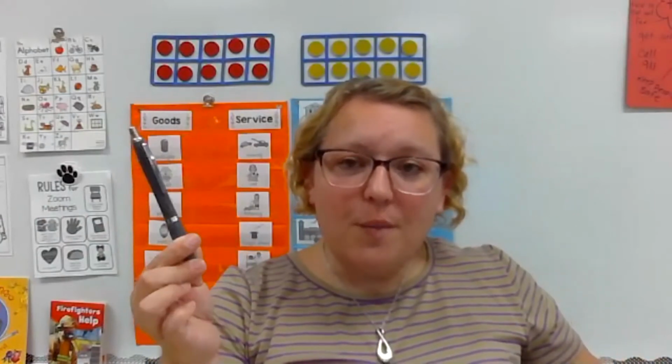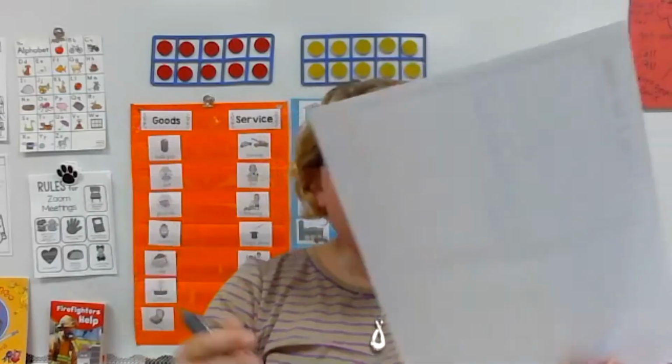All right, so I have one more job that I'd like for you to do before we head off, okay? So today I'd really like if you guys could do a little bit of writing for me, okay? So I want you guys to do a little bit of writing. So you'll need a pen or a pencil, and you'll need a piece of paper. And what I'd like for you to write about today is a time that you bought a good or a service. So I'm going to show you what mine would look like if I write about mine.